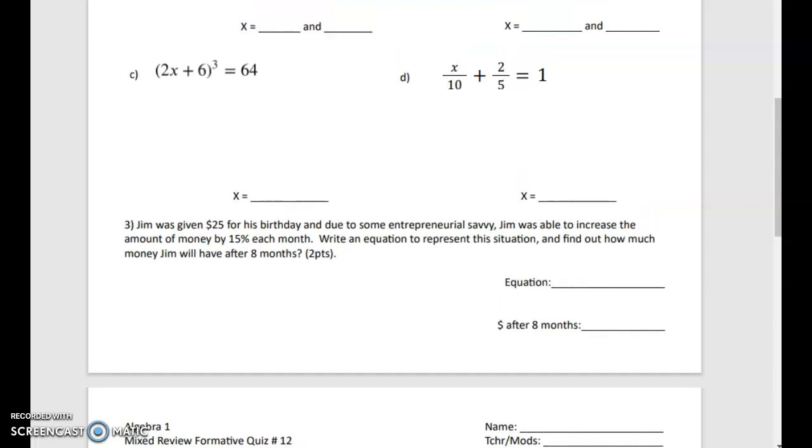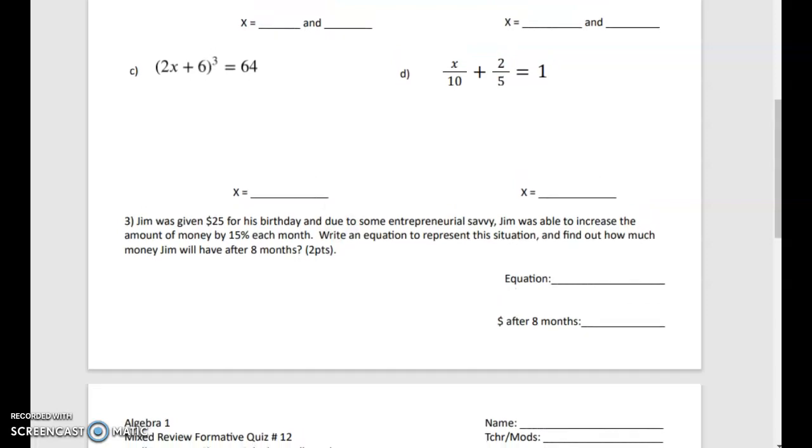Corrections for 2C and D. What I'm looking for here for C is, I think looking inside is the best option. So I'm trying to figure out what number times itself 3 times equals 64. If you need to know how to do this on your calculator, we can show you how to do this on your calculator. But what we're essentially looking for is the cube root of 64, which is 4.